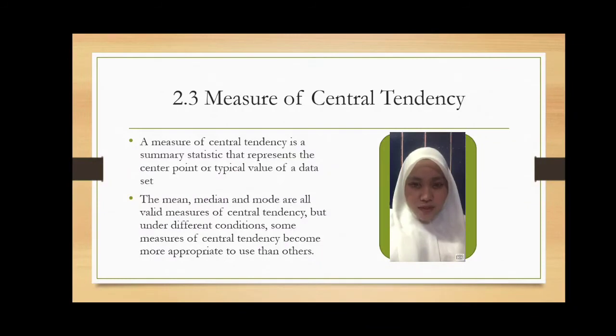Assalamualaikum and good morning. My name is Nurjalilah binti Bustami, metric number H19A0552. Today, I would like to present about the measure of central tendency. First of all, a measure of central tendency is a summary statistic that represents the center point or typical value of the data set. The mean, median, and mode are all valid measures of central tendency, but under different conditions, some become more appropriate to use than others.